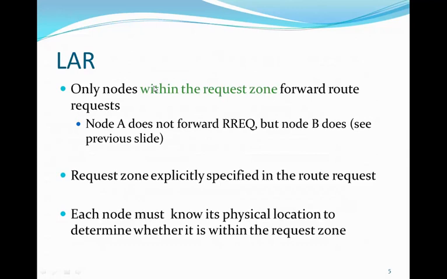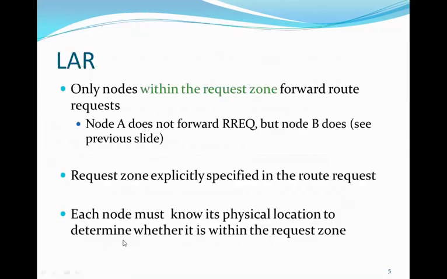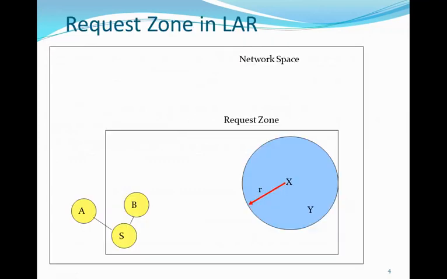So in this diagram, as you have seen, we have three types of nodes, A, B, and S. And only the nodes within the request zone will forward the route request. So as we defined the request zone, node A doesn't forward the route request, but node B does. The reason behind that is that node A doesn't come inside the request zone or expected zone, while node B forwards that packet because it comes inside the request zone.